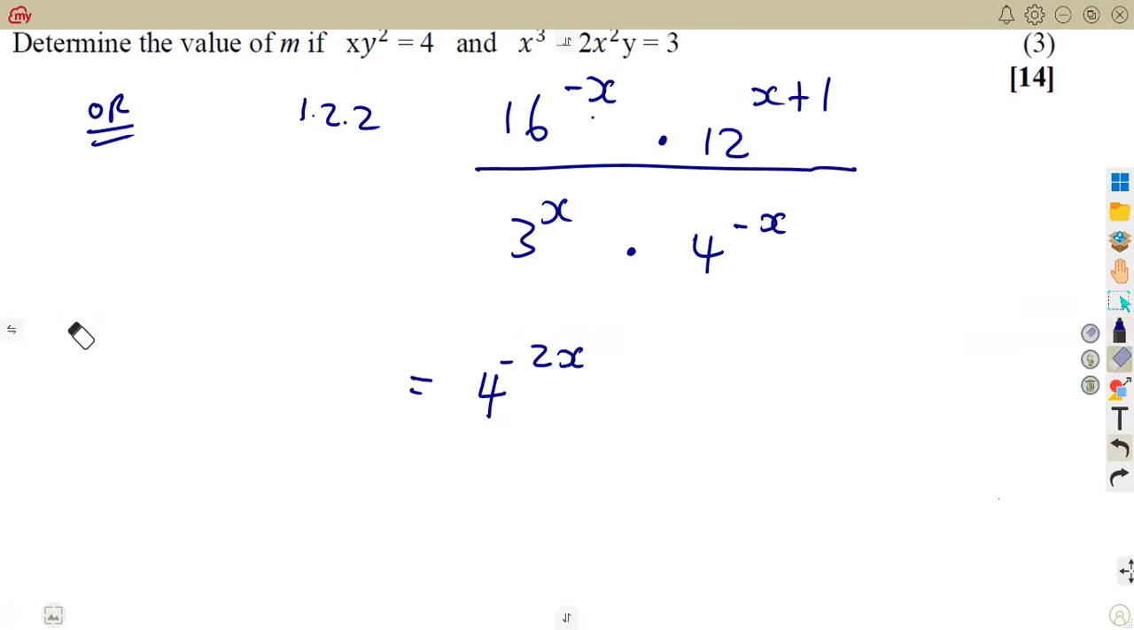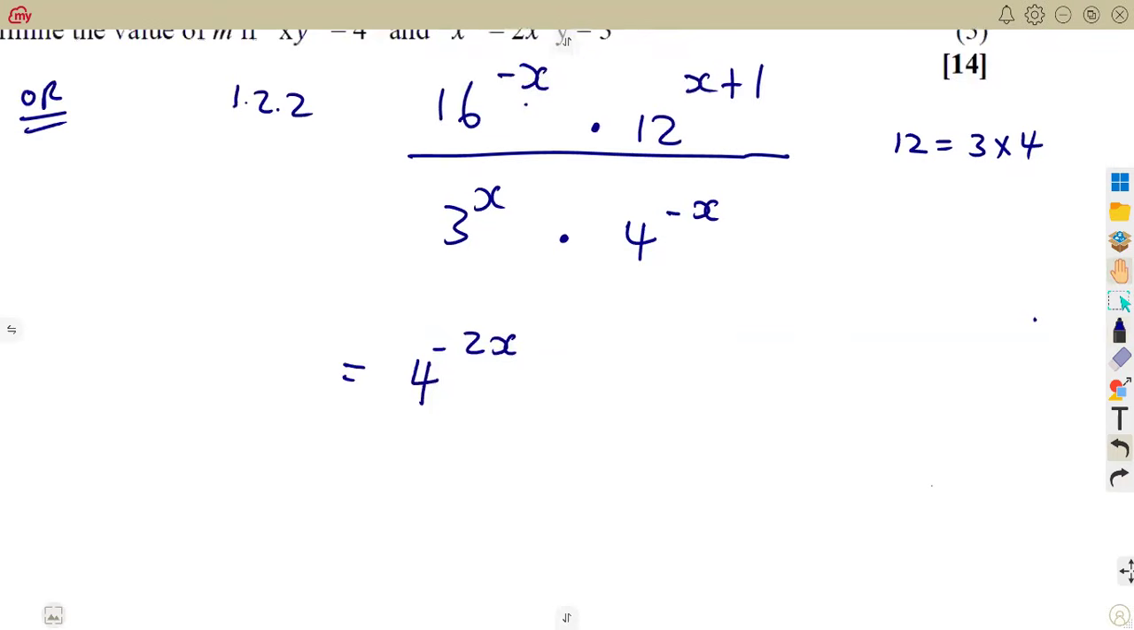Since we have used a 4, we are to expand this 12, expand it using the numbers that are given there. There's a 3, there's a 4. So can 12 be written by means of these two numbers, 3 and 4? Yes. 12 is the same as what? 3 times 4. It is the same thing. So instead, we can write it like that.